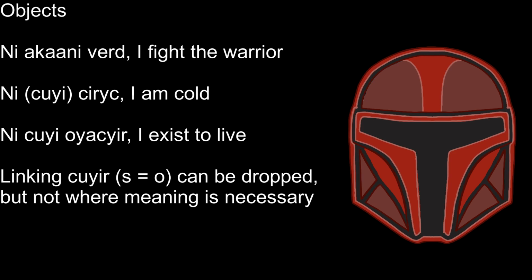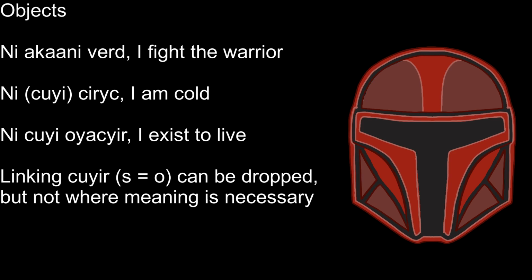Let's see how it works. Ni akani verd. I fight warrior. Ni sirish. I am cold. Ni kui oyashir. I exist to live. Which sounds weird, but it doesn't really mean anything. It's just a sentence.